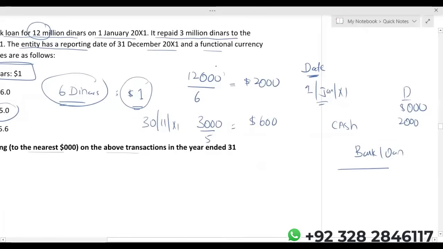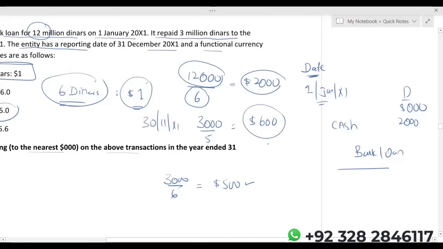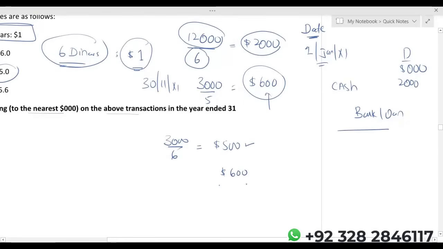Okay, now try to understand. We have already converted 12,000 dinars and they converted into $2,000. On day one, we used the exchange rate 6. We have not repaid all the dinars. Out of 12,000, we have just repaid 3,000. So initially, 3,000 dinars were technically converted by using the rate 6, so initially they were equal to $500. But when we repaid the 3,000 dinars on that day, the amount is $600. So logically, there is an exchange loss of $100.